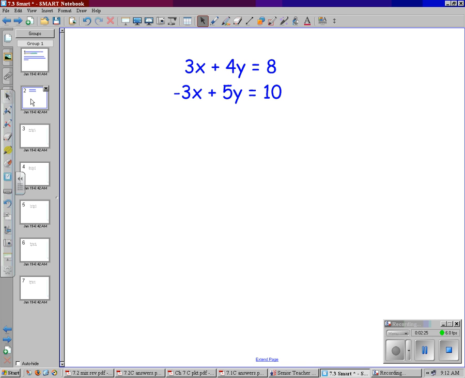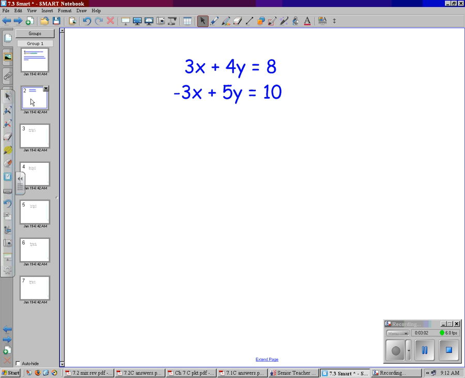Jot down this system, 3x plus 4y equal 8, and negative 3x plus 5y equal 10. It is important that your x's are lined up, your y's are lined up, your equal signs are lined up, and your constants are lined up in order to do linear combination. It is important that every section of the equation is lined up, including the equal sign. You'll see that in a few examples a little bit later from now.